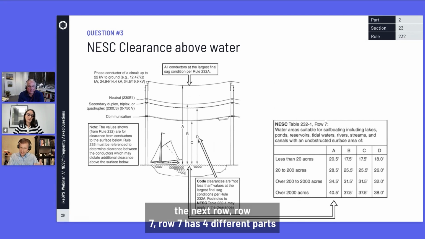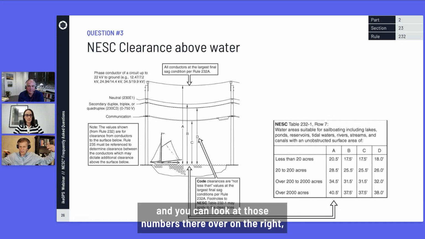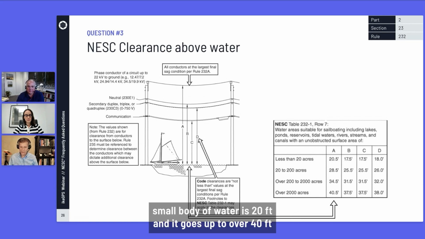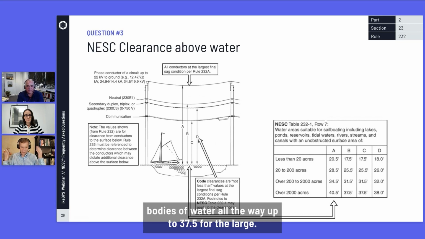So if we go down to the next row, row 7, row 7 has 3 different parts, A, B, and C, kind of sub-rows there. And it's all based on how big the body of water is. The bigger the body of water, the bigger sailboat they're expecting. And you can look at those numbers over on the right. Our clearance for a communication or a neutral over a small body of water is 20 feet, and it goes up to over 40 feet for 2,000 acres and bigger. And then our phase, I'm sorry, that was our phase wire. Our communications would be 17.5 feet at those smaller bodies of water, all the way up to 37.5 for the large.